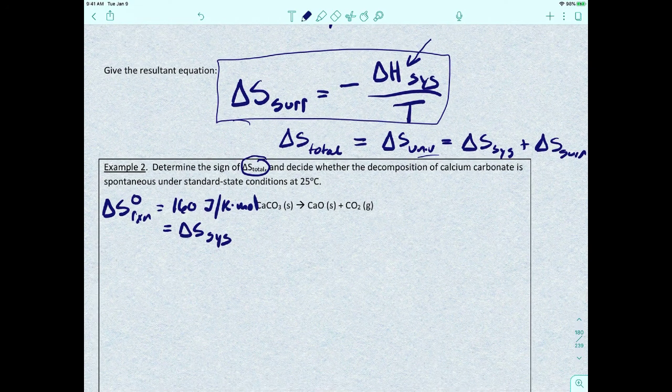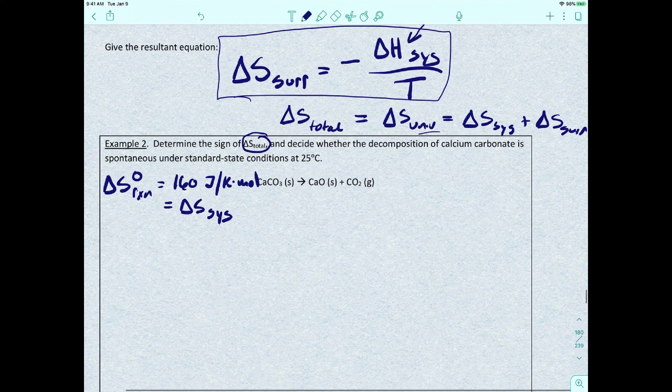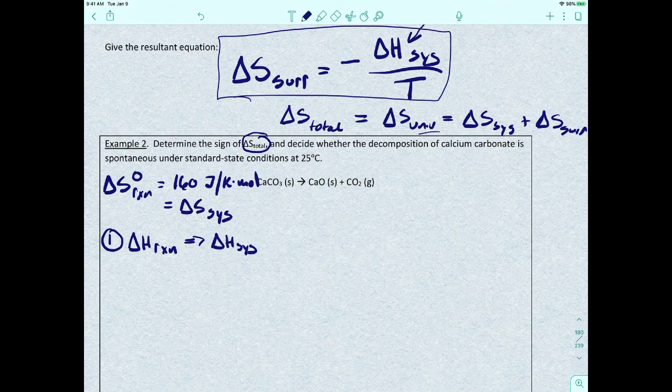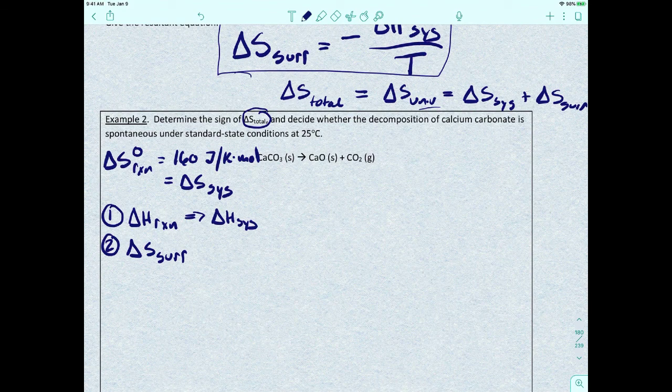So we've got the entropy of the system. I'm going to make some notes here. Let's figure out the enthalpy of the reaction, because once we get that, that's going to be the enthalpy of the system. Once we get that, we can solve for the entropy of the surroundings, because we know the temperature. If we add those two values together, we can get the total entropy. All right, so that's our game plan.